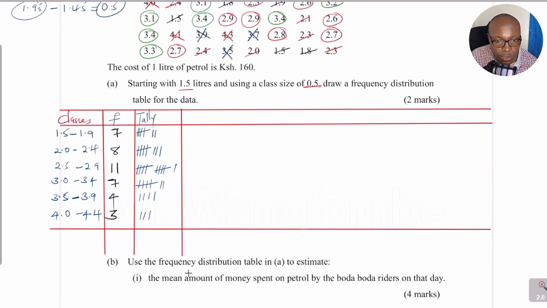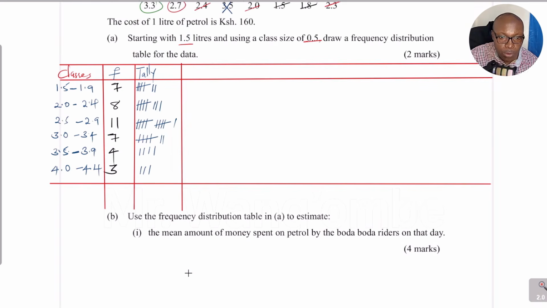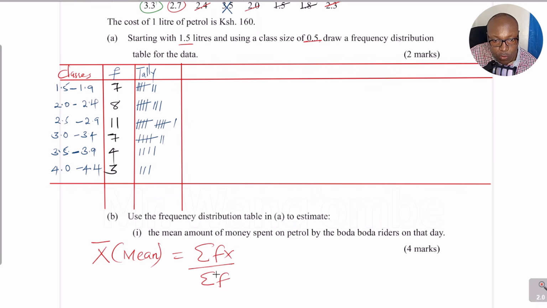Use the frequency distribution table in A to estimate the mean amount of money spent on petrol by boda boda riders on that day. The mean. How do you get the mean? Now to get the mean, we will need to use this formula. So mean is calculated by getting the summation of fx divided by the summation of f. So we will need to have another column here of frequency multiplied by x.